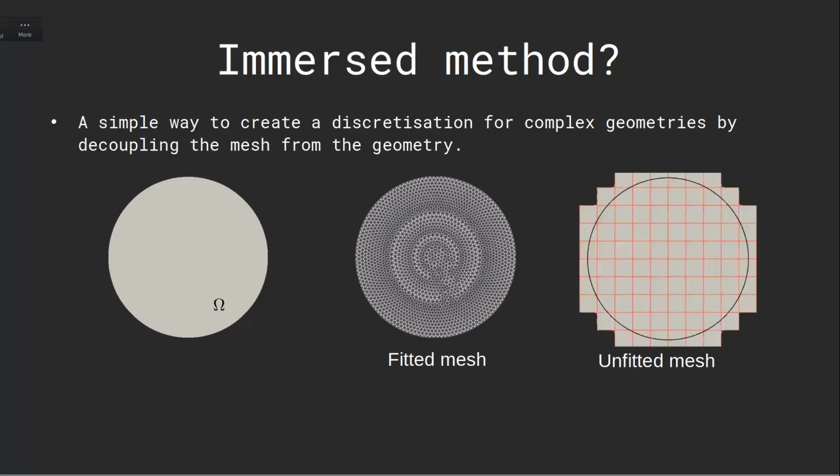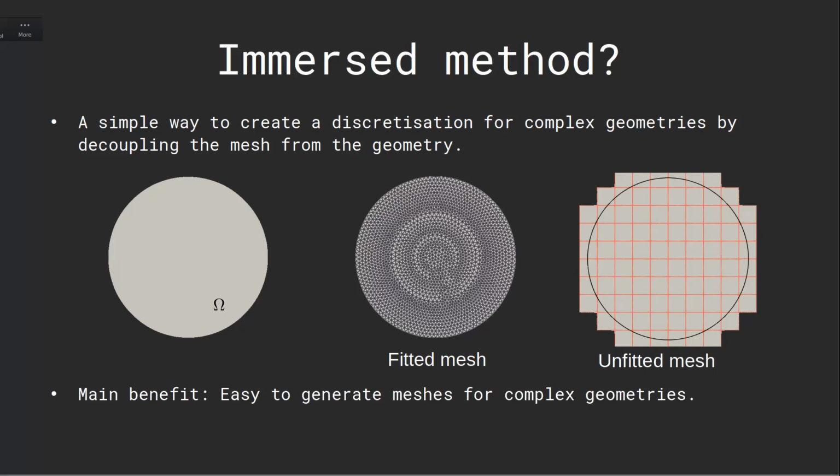Then what we can do is just create a very simple unfitted mesh like this. And so our unknown field, so let's say we have a displacement field, can still be approximated by this discretization. However, we have an obvious problem here, and that is that the mesh no longer approximates the geometry. So we have a decoupling of the mesh and geometry now, or the discretization and geometry. So we need to fix that in some way.